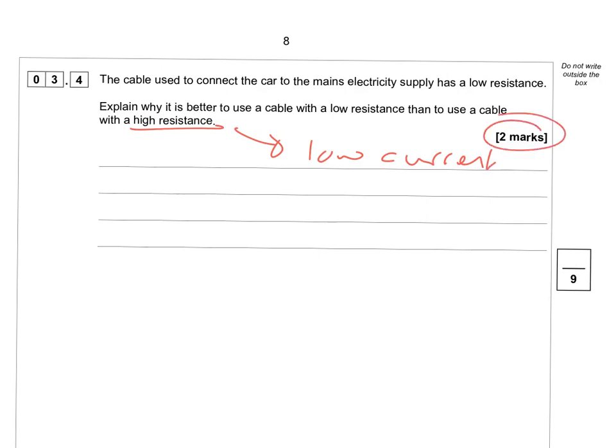There's 2 marks there. We know if you connect it to the main supply, it's going to be at 230 volts. So you could go back to that P equals I times V equation. And you could be thinking, if I've got a low current, and the potential difference is just constant at 230, having a smaller current means I'm going to have smaller power transfer.